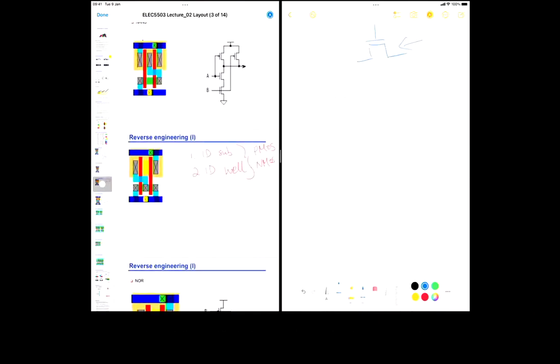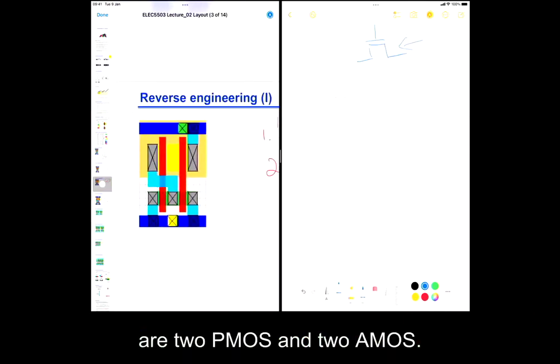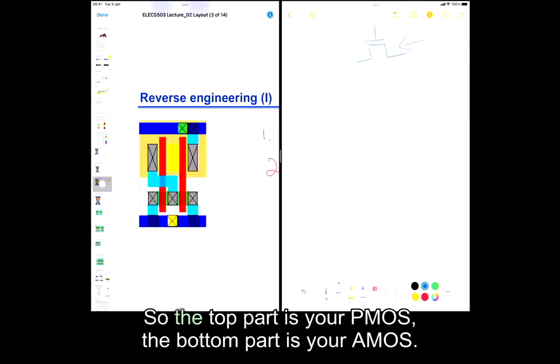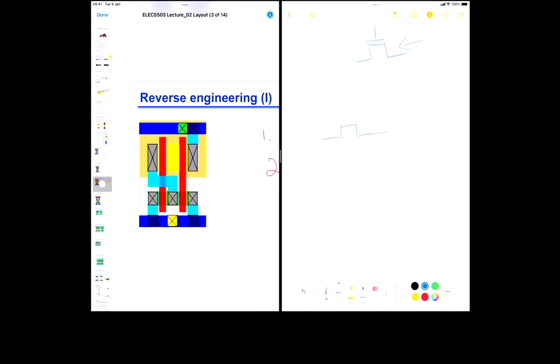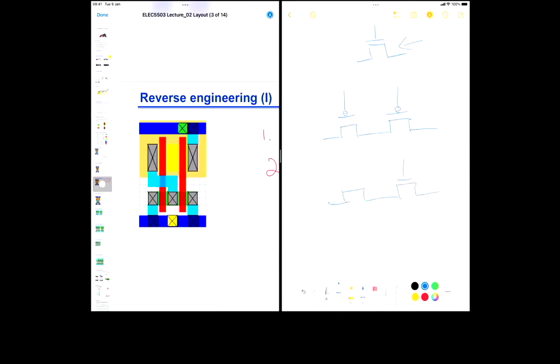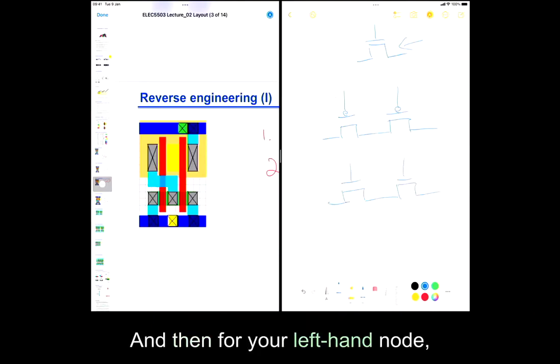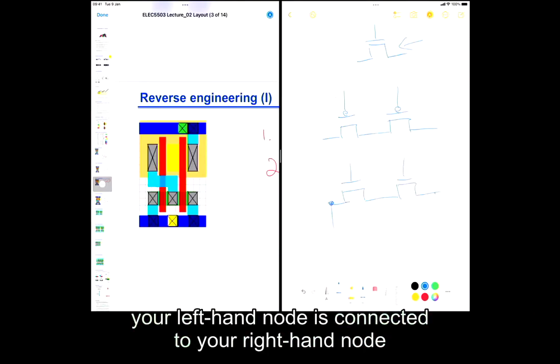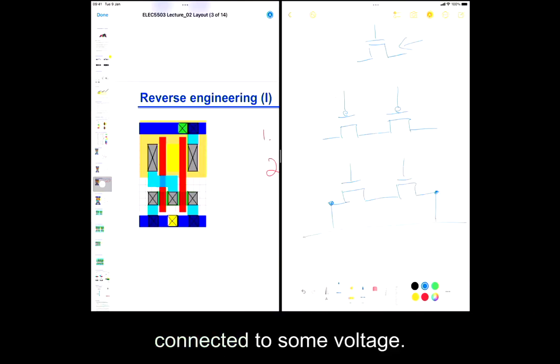I'll just go quickly. So first, you identify there are two PMOS and two NMOS. The top part is your PMOS, the bottom part is your NMOS. If you don't understand, let me know. So I'll have one PMOS, two PMOS, one NMOS, two NMOS. Okay? And then your left-hand node is connected to your right-hand node, connected to some voltage. All right? So I say Vs.